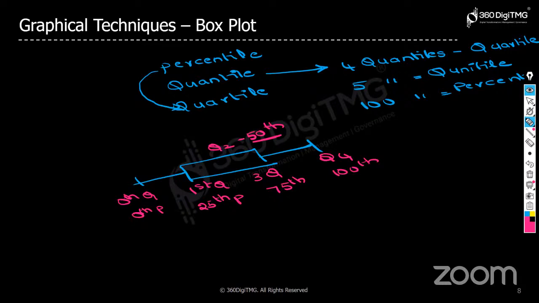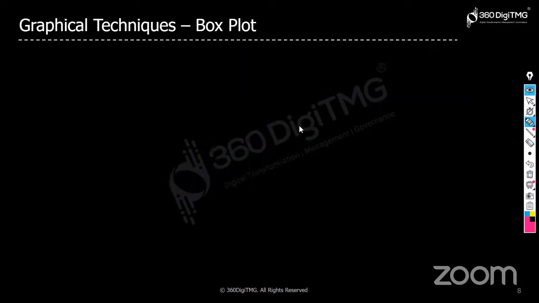So if it is 4 quantiles, then it is called quartile. If it is 5 quantiles, it is called quintile. And if it is 100, it is called a percentile. So this is all about a box plot. Box plot is also one of the univariate plots, used to identify the outliers. Let us go to the mind map and see what is present there.